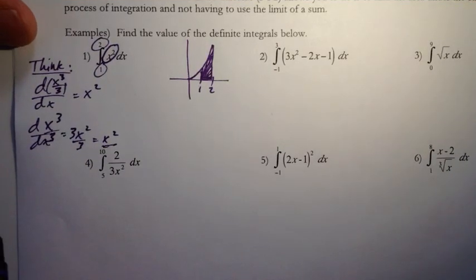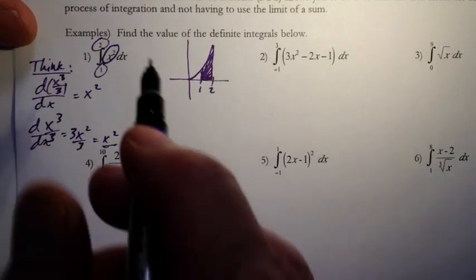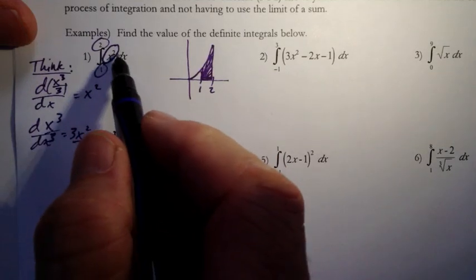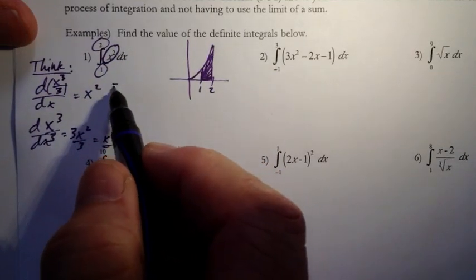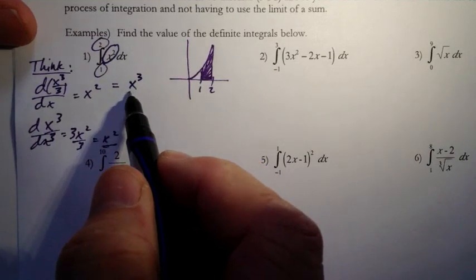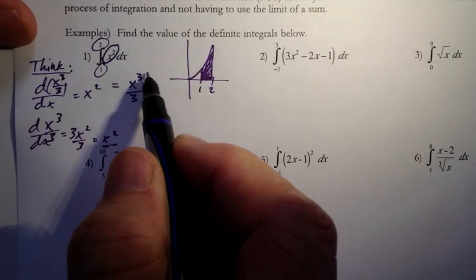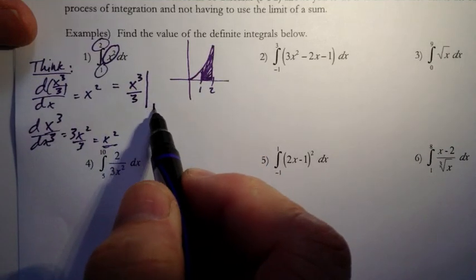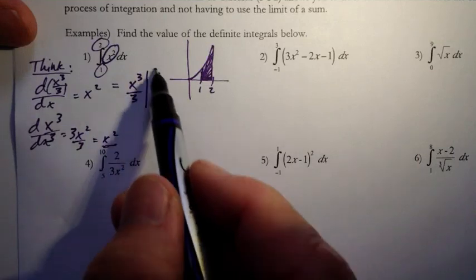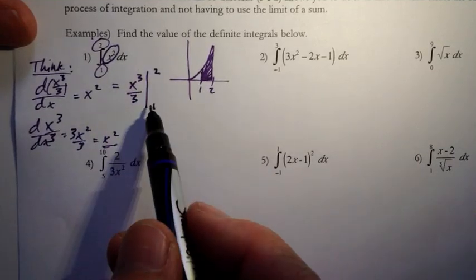Don't worry, I'm going to provide you with some rules, but I want to see if you can figure out what those rules might be before I tell them to you. Okay, so here's how we do this. We write it like this. The integral from 1 to 2 of x squared dx is equal to an antiderivative, x cubed over 3, evaluated from 1 to 2.